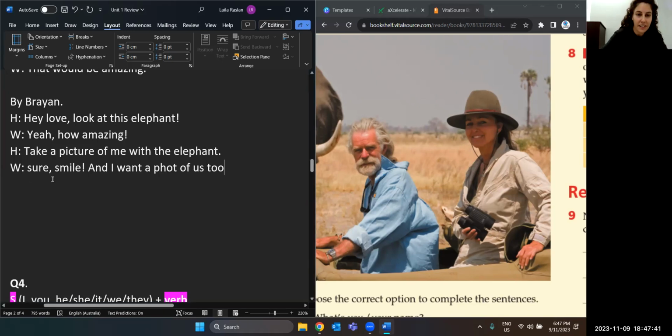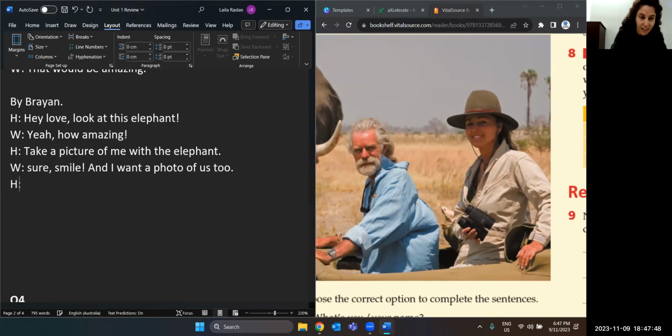Okay, and I want a photo of us too. The husband says, "Good idea." Yeah, perfect. Good idea. Or "It's a good idea," or just "Good idea." And then the husband says, "Put the camera on the tree over there." It's more common to say over there. Like, put the camera on the tree over there.